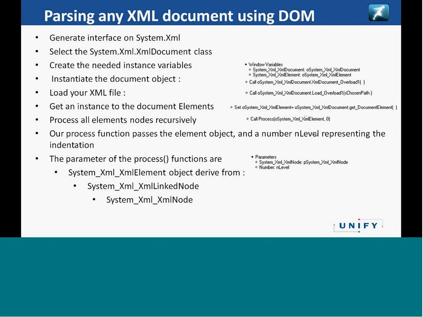Okay, now the task can be to parse any XML document using DOM. So how do you achieve that? I'd say the first thing is to generate an interface on System.Xml, which we saw in the previous video using the .NET Explorer. Select System.Xml and the XML document class, which are also shown in the video. Create the needed instance variables. This is where our Team Developer application starts, and that's the code you're going to start to pull in. You can see here that I just instantiate a document object and an element object. Then, obviously, you need to load this XML file into memory, so that in memory you have a tree with nodes that you can parse.